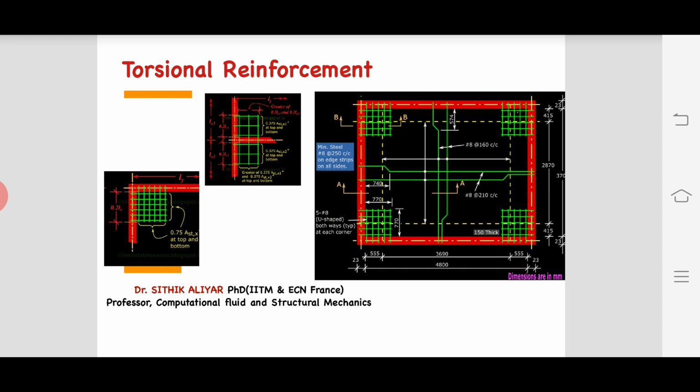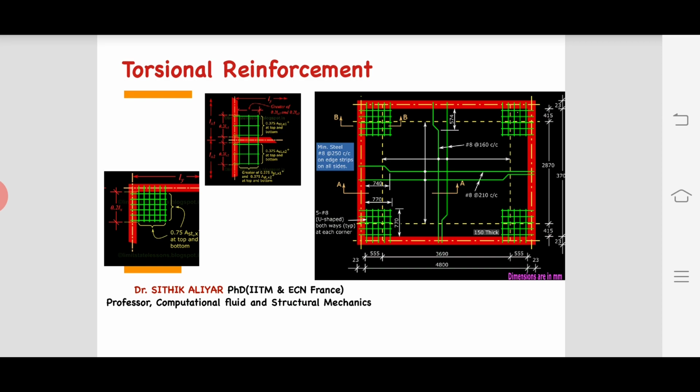As I already told you, you have to provide the torsional reinforcement in all the corners. If it is a continuous slab, you have to provide it like the second figure, in between, at the top and continuous supports, that side and this side. But you need not provide 0.75 at both; you have to provide half of the 0.75 that side, half of the 0.75 this side. Okay, so you can see and you can pause.